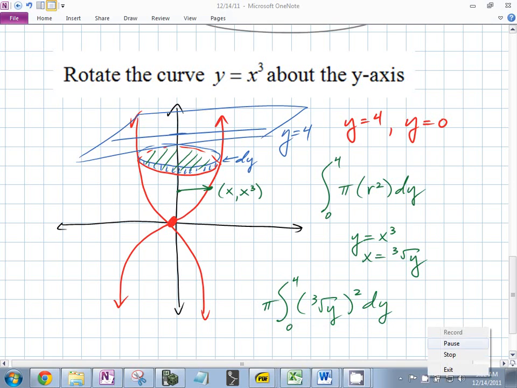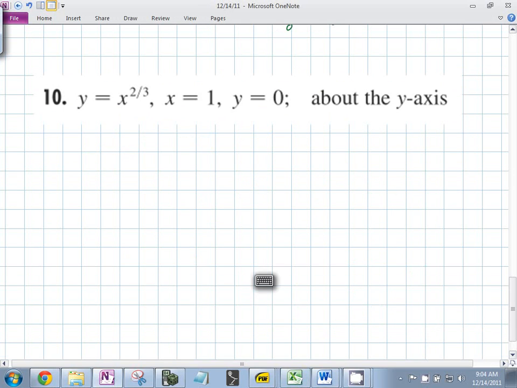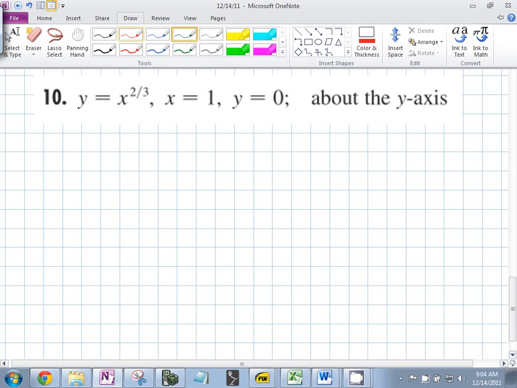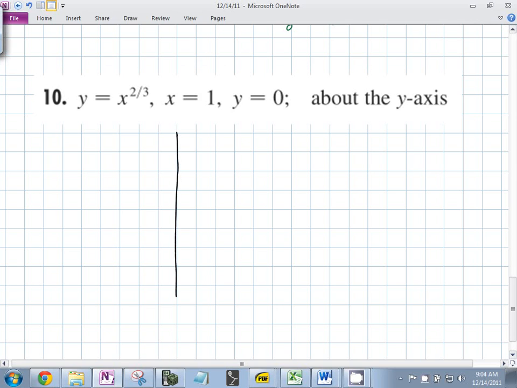Okay, so we have y equals x to the 2/3, x equals 1. What does x to the 2/3 mean? That's the cube root of x squared, right? Is that concave up or concave down? Do you remember what it is? I think it's concave down, right? It's never negative, because you're squaring it, right?